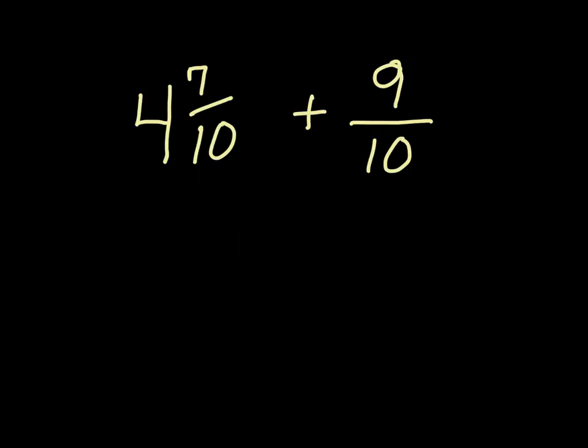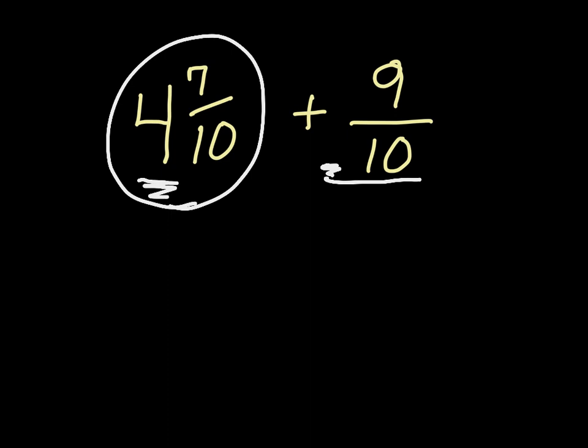Next one, 4 7/10 plus 9/10. So we see here that we just have one whole, and this one does not have a whole. This is just a fraction. So this is the only mixed number that we're adding. I'm just going to bring down my whole number, which is 4. The denominators are the same, so we keep that the same. And then we just add the numerators. 7 plus 9 is 16.